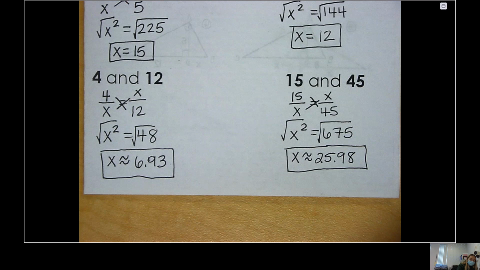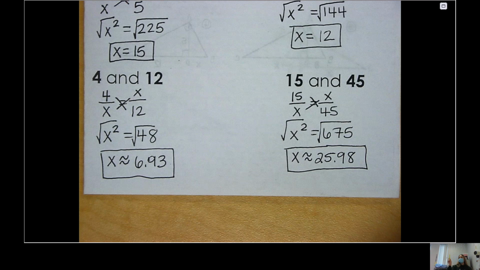This piece is your altitude. This piece is your segment. So essentially, we're just making 2 fractions with our side lengths. So let's take a look at number 1. We're going to use this theorem to find x.